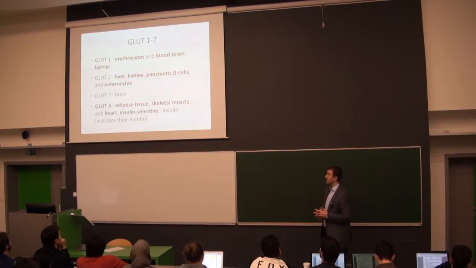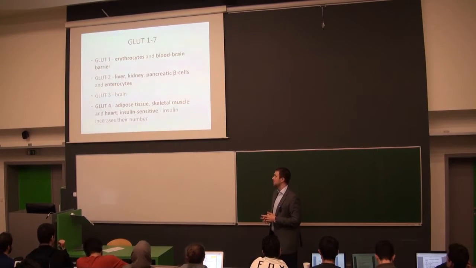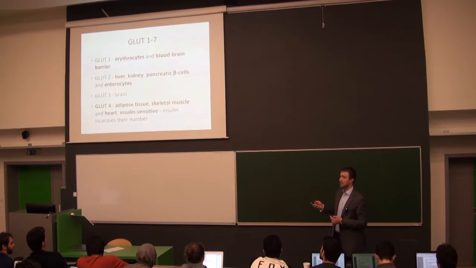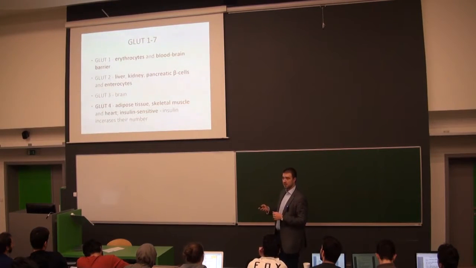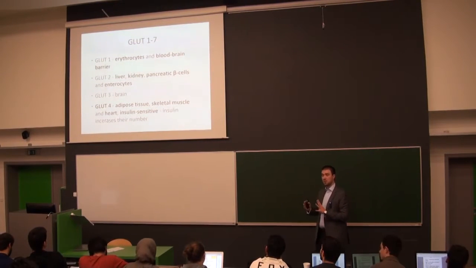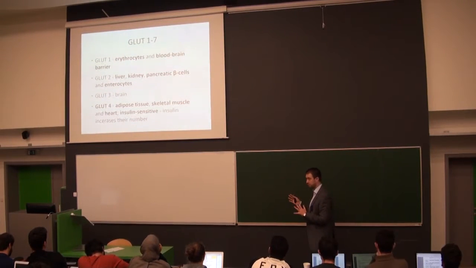Therefore, as you see here, GLUT1, that's typically insulin insensitive, that means it's not regulated by insulin, is in those tissues that are strictly dependent on glucose. That means in the central nervous system, that's covered by the blood-brain barrier, the barrier protecting the brain from the internal environment. Or you can find them in erythrocytes, since both these types of cells must have a constant delivery of glucose, independent of the insulin level.